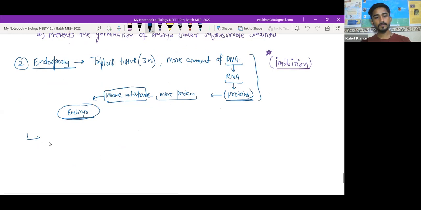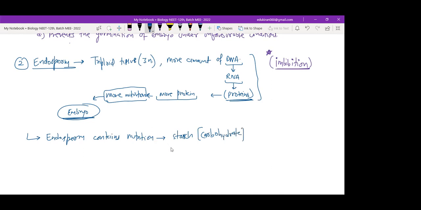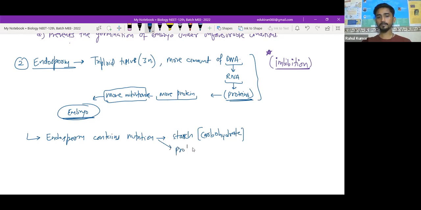Now write down. Endosperm contains, make this flow chart and write down. Endosperm contains nutrition. Majorly, it contains 2 things. Starch. What is a starch? It's a form of carbohydrate, correct? Yes. And the second thing it contains is protein. Yes? These 2 are present in large quantities. It also contains some amount of lipid and other things, but starch and protein majorly.